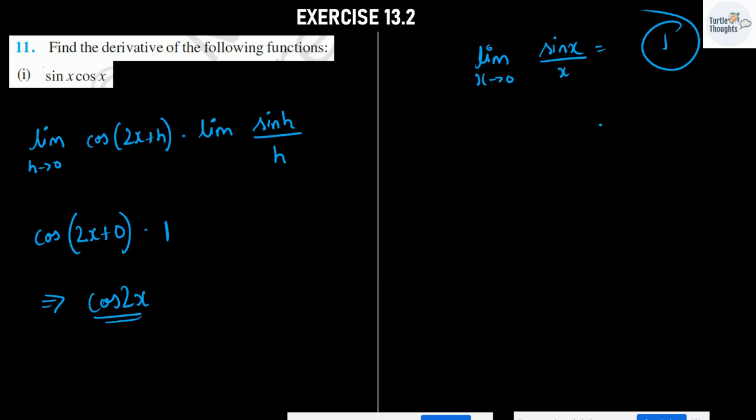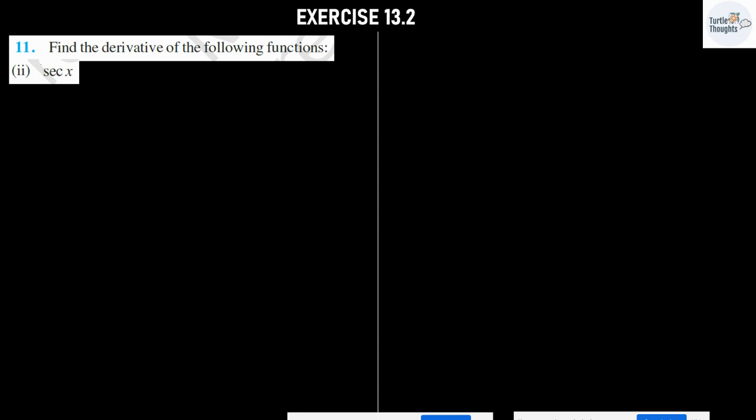All right, next I have secant x. How can I solve for the derivative of secant x? First let me consider the function given to me as f of x, or you can consider it as y also, anything. This is what I have considered. Now, do you know that secant x can be written as 1 divided by cos x?